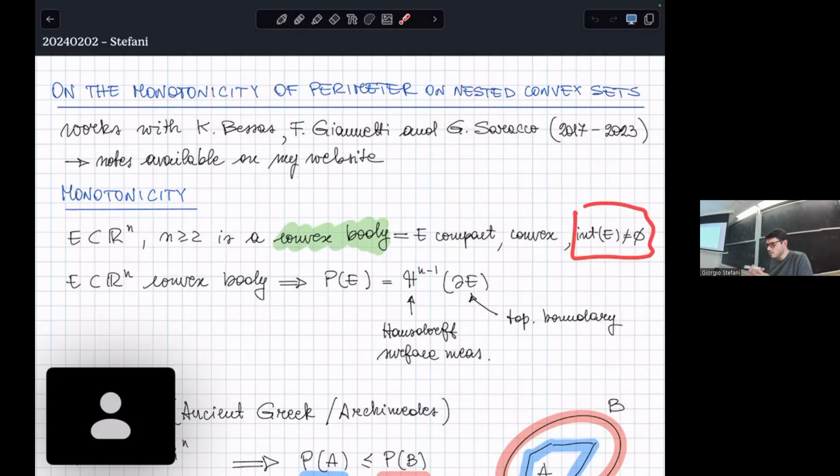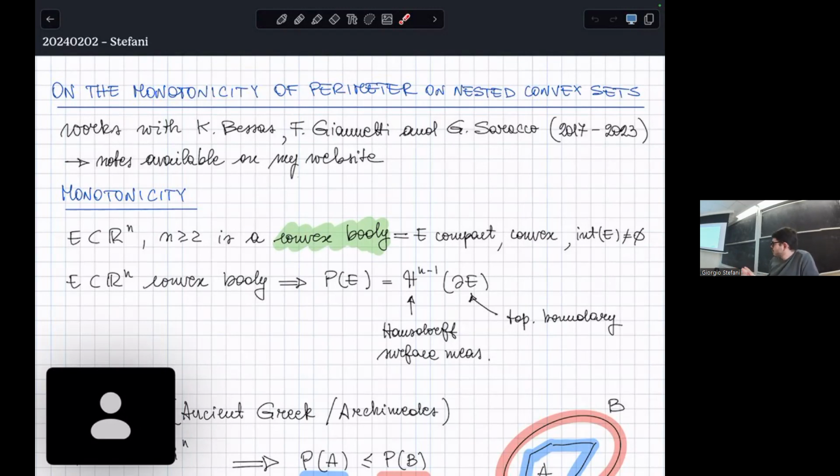What does it mean? For example, if your set is contained in a hyperplane of dimension n-1, that is a convex set. It is compact, but it is not a convex body because the interior is empty. Okay, so I want them not to be flat, essentially.